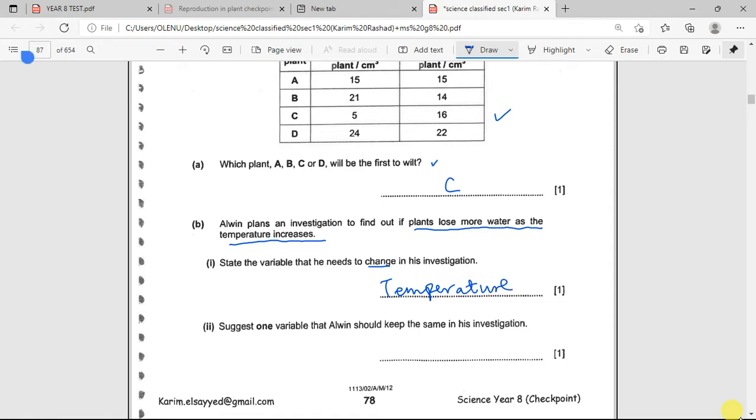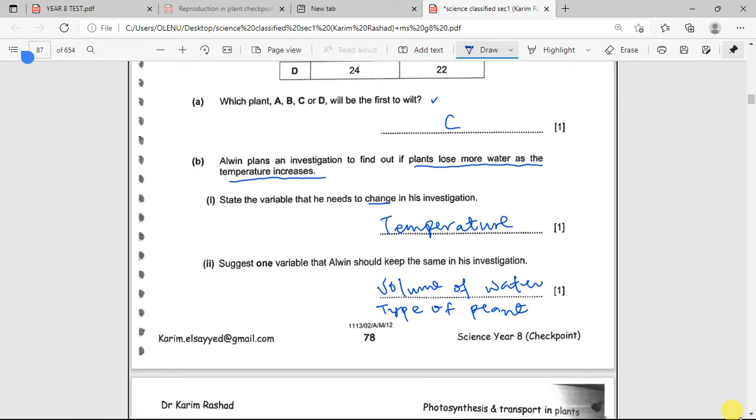Now suggest one variable that Irving should keep constant in this experiment. Now he's trying to investigate the loss of water from plants. So what he needs to keep constant should be the volume of water in the experiment, so you'll be able to measure the change. The type of plant should be the same, so it will be a fair test.